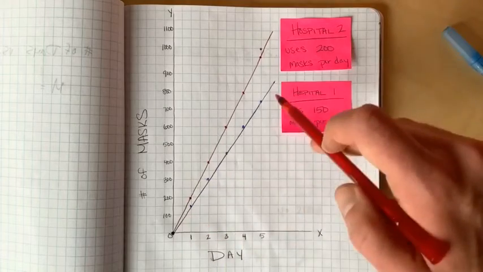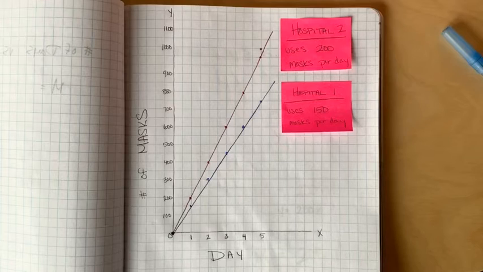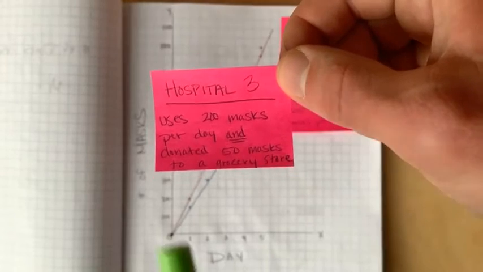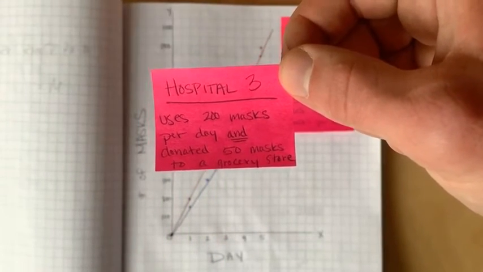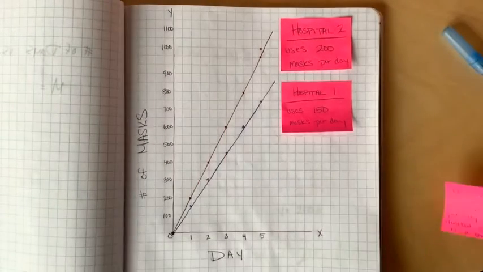Now, are these the same line though? Is one more steep than the other? Let's take a look. What about hospital number 3? Do you have any expectations or guesses as to what the line for hospital number 3 will look like? Remember, as a final reminder, hospital number 3 is also using 200 masks per day, but they also started, that starting point we talked about was 50 masks when they donated 50 masks to that grocery store.